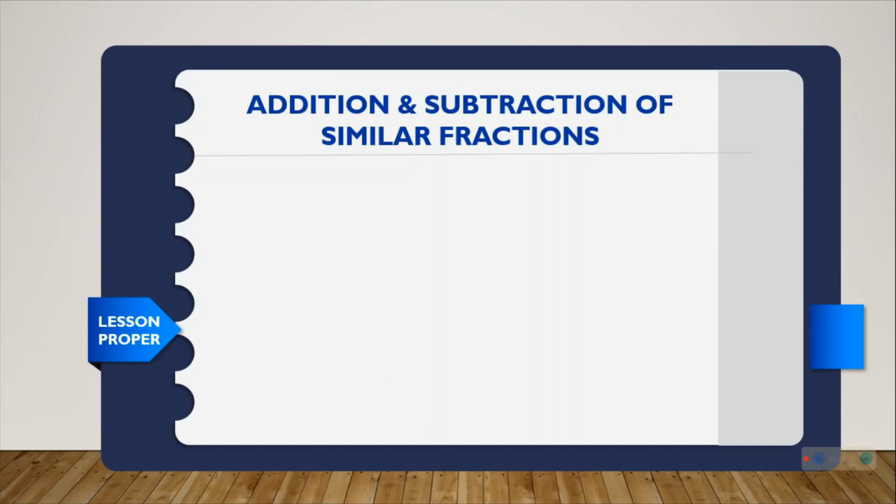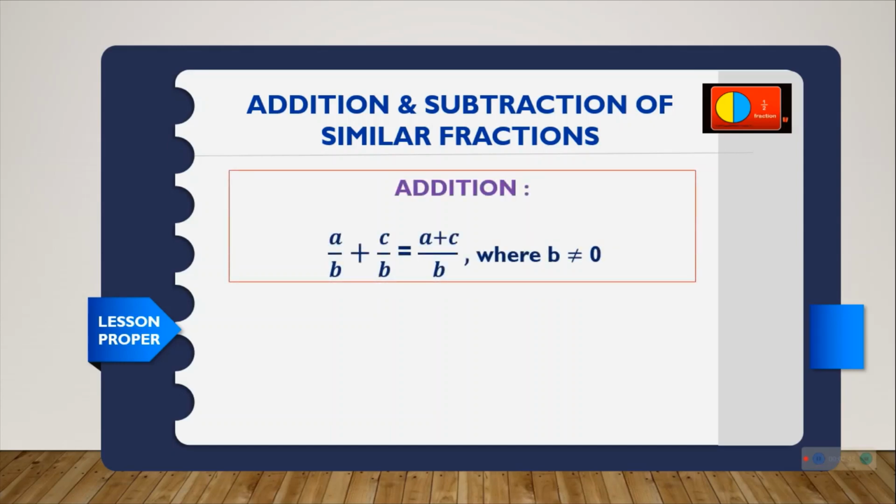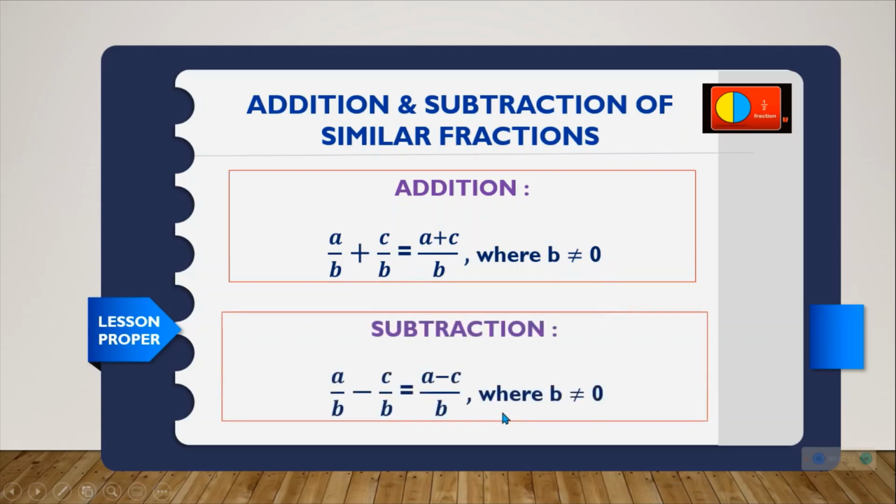Next, addition and subtraction of similar fractions. So, rules. In addition of similar fractions, we will add the numerators, a plus c, over, then copy the denominator, where b is not equal to 0. In subtraction, we will subtract the numerators and copy the denominator, where b is not equal to 0.